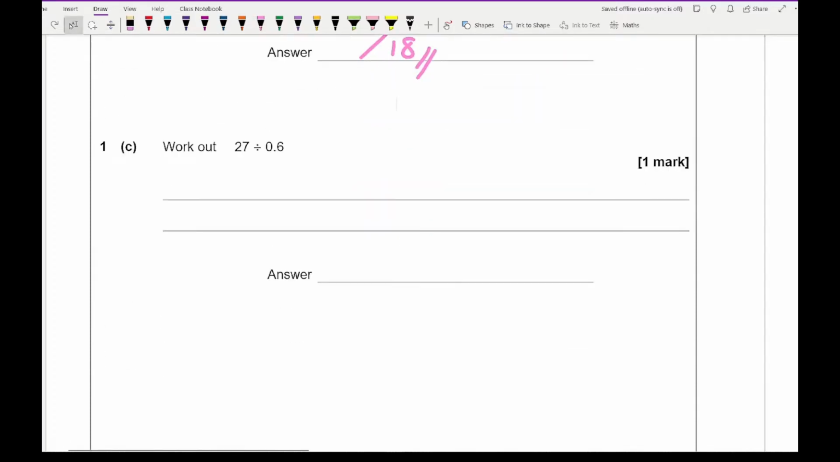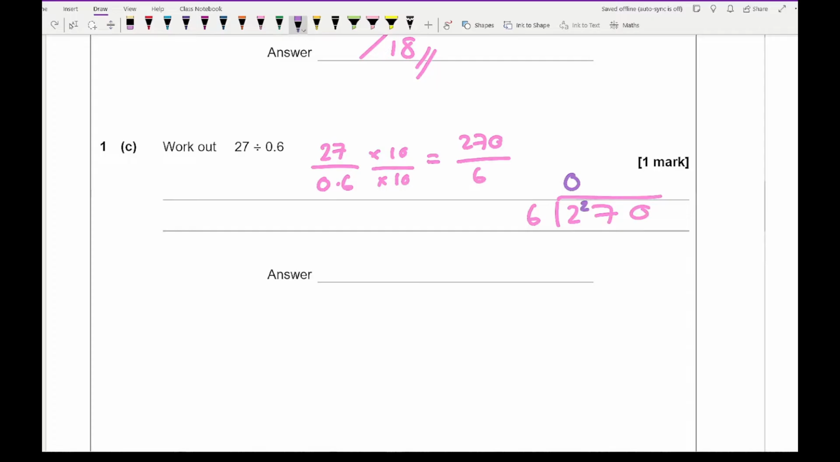For the next one, we're then asked to work out 27 divided by 0.6. So again, if I write this as a fraction, and then if I multiply both the top and the bottom numbers by 10, I'm going to get 270 divided by 6. And then from this, all I then need to do is just do some division. So here I've got 6's into 2 go none, carry the 2, 6's into 27 go 4, carry the 3, and I get an answer of 45.